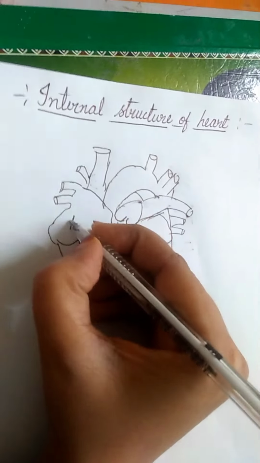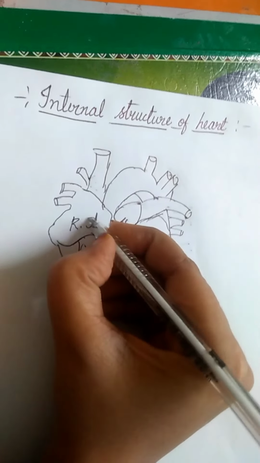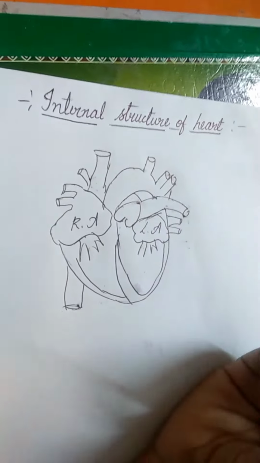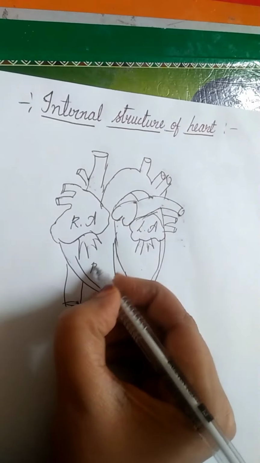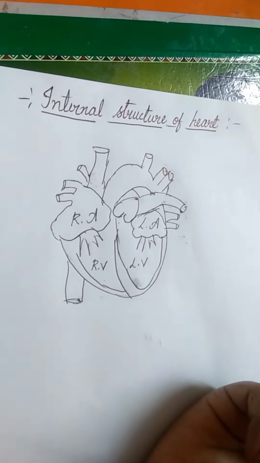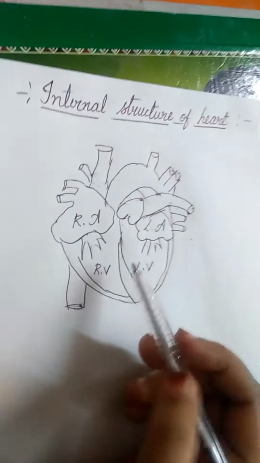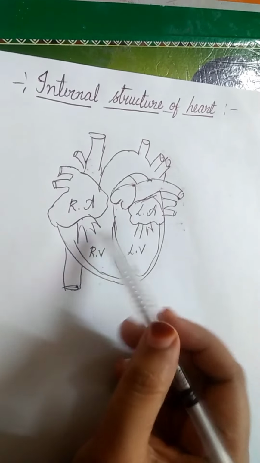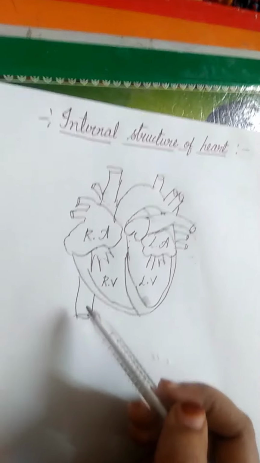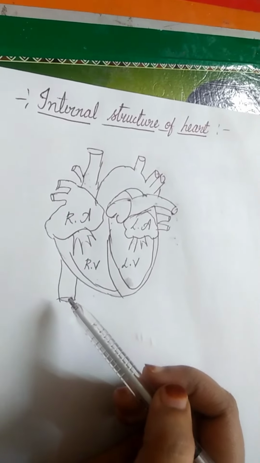This is the right atrium and this is the left atrium. This is the right ventricle and this is the left ventricle. We can call them LAVA and RAVA also. Right auriculoventricular aperture and left auriculoventricular aperture.